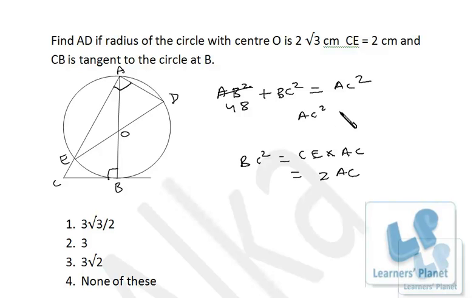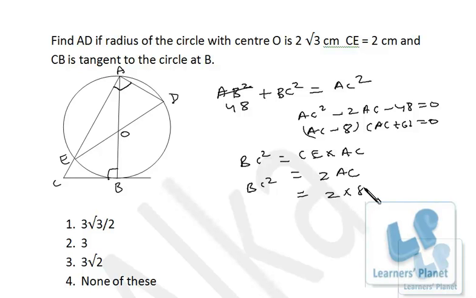So that's AC square minus 2AC minus 48 is equal to 0. If we factorize, that is AC minus 8 and AC plus 6 is 0. So AC will be 8. So BC square is equal to 2AC, so 2 into 8, that is 16. So we got AC, that is 8. AC is 8, CE is 2, that means AE is 6.